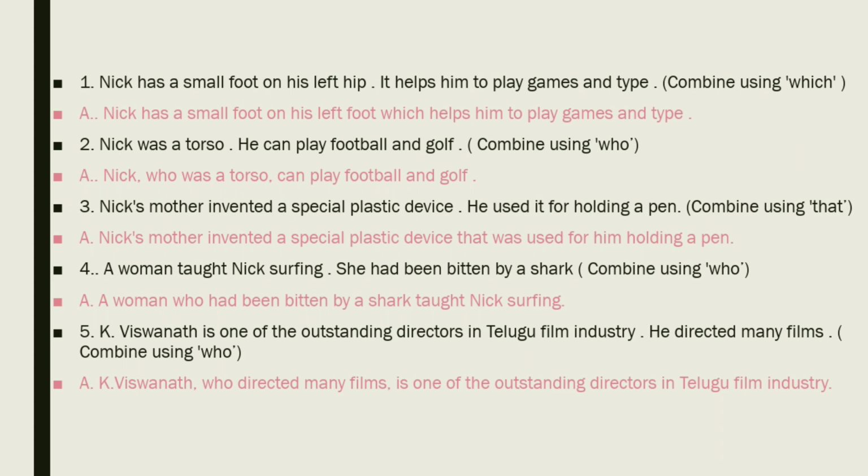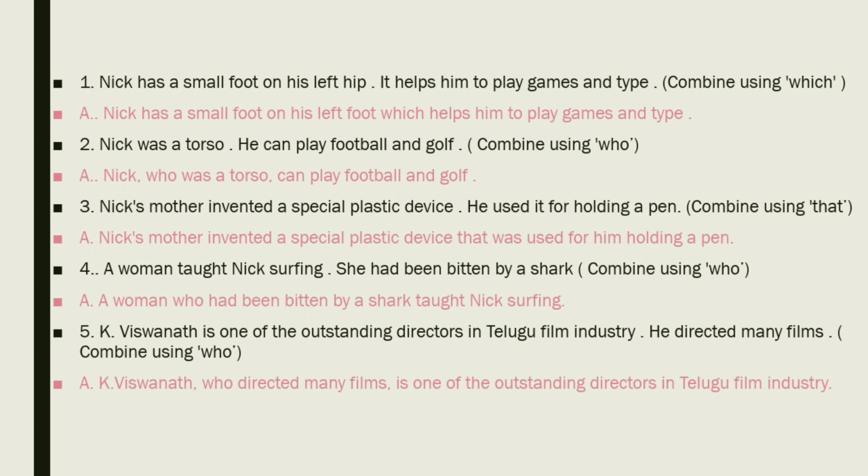Now, second example. Nick was a torso. He can play football and golf. And you have to combine both the sentences using another relative pronoun, who. Here, this is a subject and subject case. The subject of the first sentence, Nick, and the subject of the second sentence, he, are to be considered. Then the answer shall go like this: Nick, who was a torso, can play football and golf. Here, Nick is the subject which is the antecedent of who, the relative pronoun that is immediately preceded by the subject here.